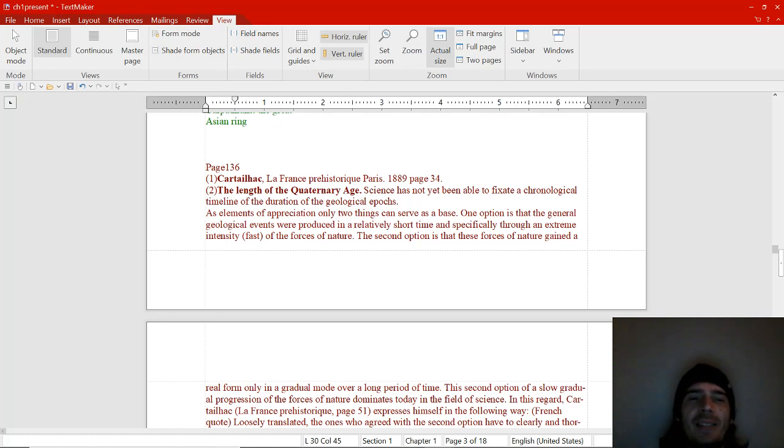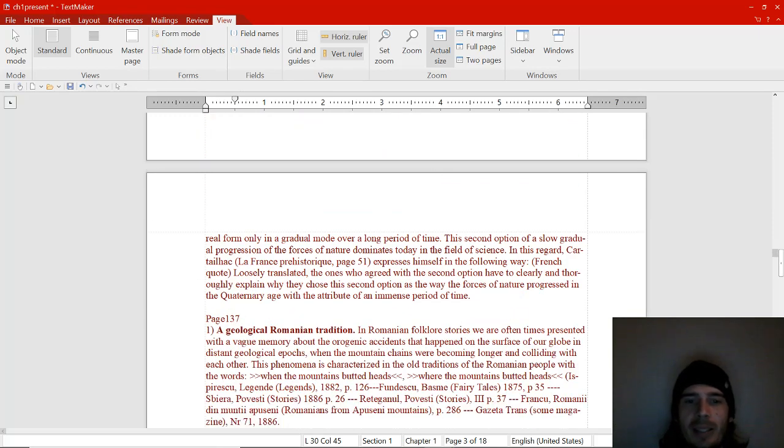Anyways, page 136, Cartel Hack, his book. 2. The length of the Quaternary Age. Science has not yet been able to fixate a chronological timeline of the duration of the geological epochs. As elements of appreciation, only two things can serve as a base. One option is that the general geological events were produced in a relatively short time and specifically through an extreme intensity or fast of the forces of nature. The second option is that these forces of nature gained a real form only in a gradual mode over a long period of time.